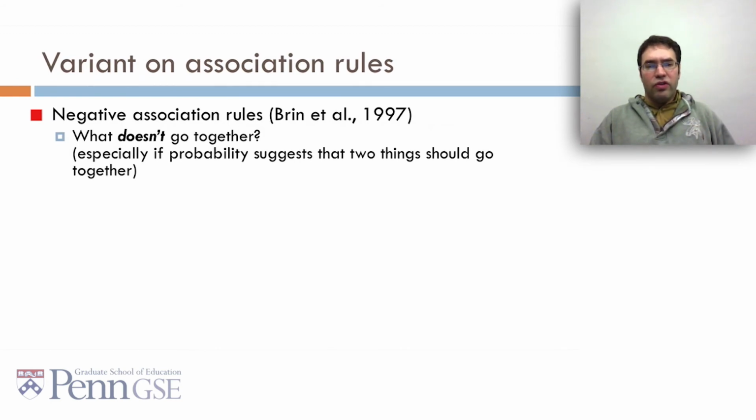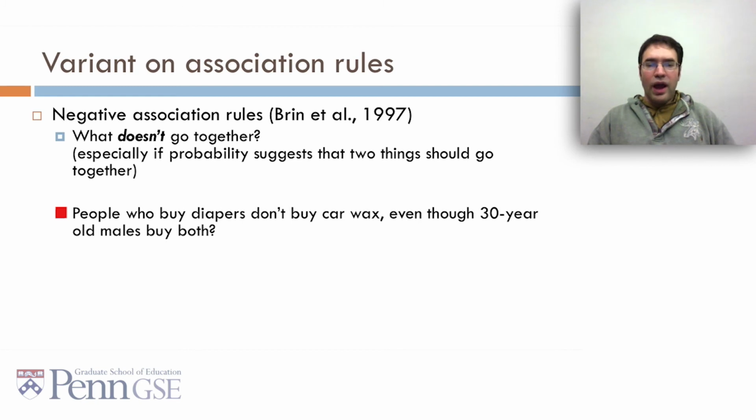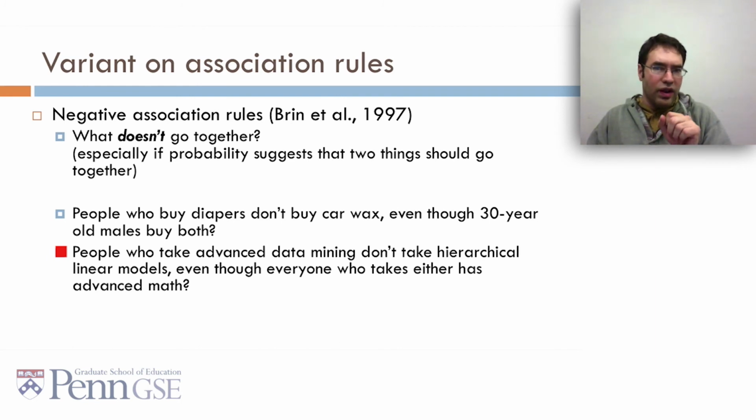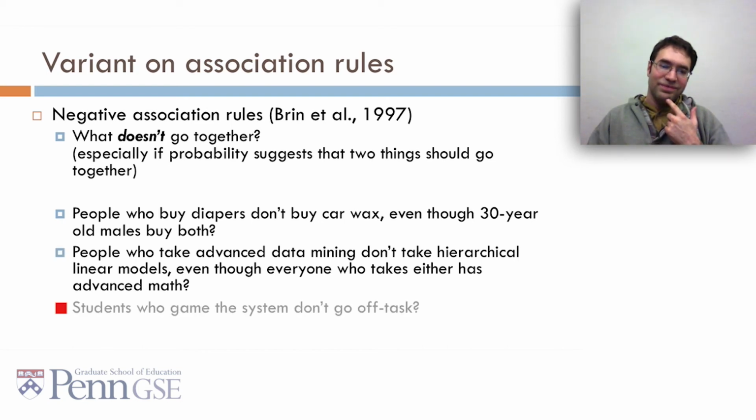One variant on association rules is negative association rules. So what doesn't go together? That's especially interesting if probability suggests that 2 things should go together. So perhaps people who buy diapers don't buy car wax, even though 30-year-old males buy both. Or perhaps people who take advanced data mining don't take hierarchical linear models, even though everyone who takes either has advanced math. This is actually something you see in the real world.